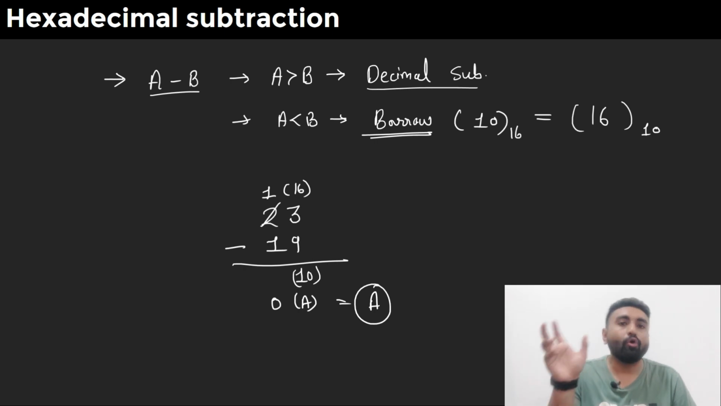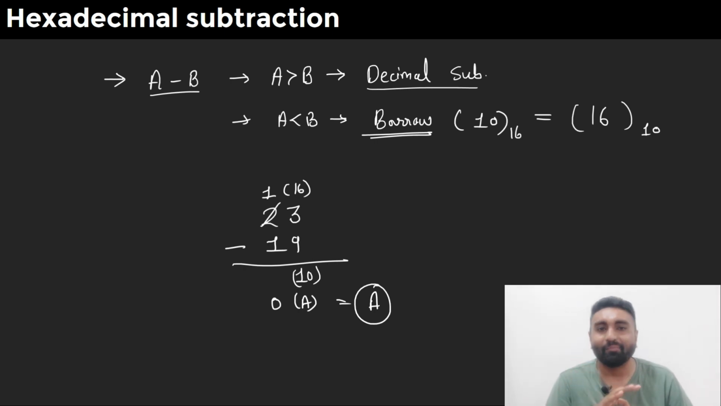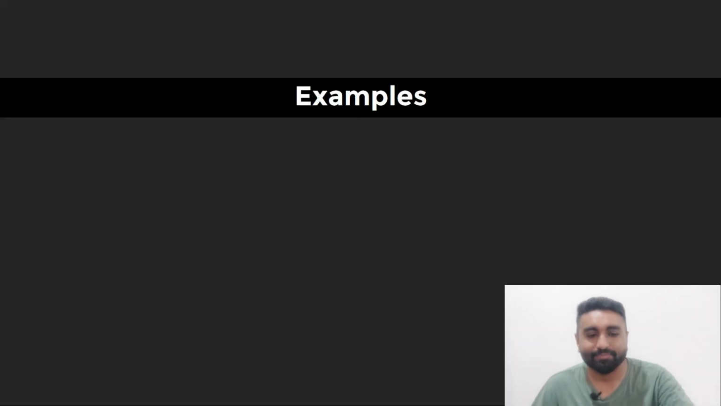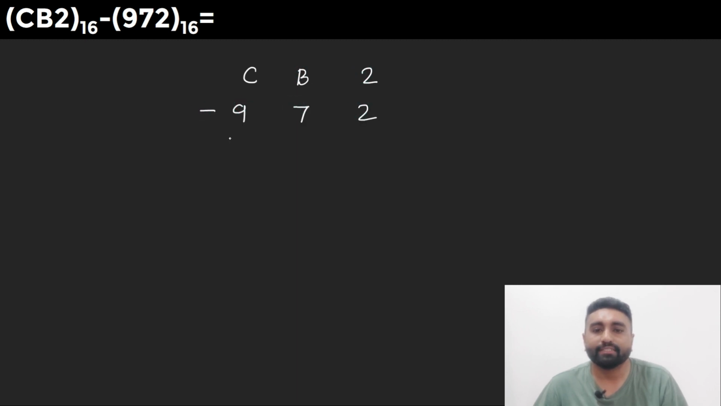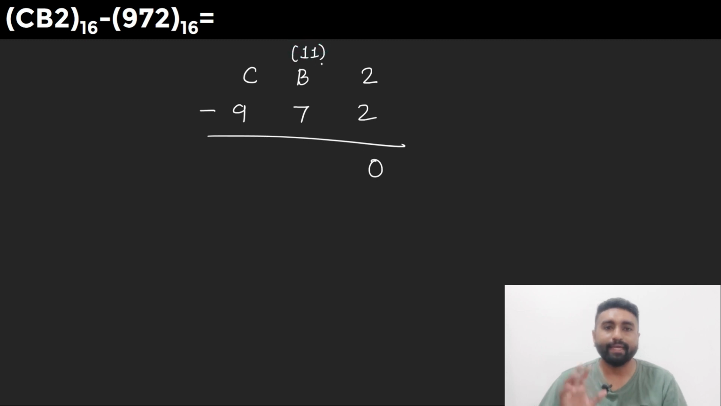Now let's understand all these theoretical aspects with examples so that you get a full idea of how to do hexadecimal subtraction. We have the first example. In the first example, we have two numbers. I will write the number CB2, from which we need to subtract 972. In the first column, 2 minus 2 will be 0. Now B is equal to how much? B is equal to 11. I hope we all know that A is 10, B is 11, and so on. From 11, if you subtract 7, your answer will be 4.